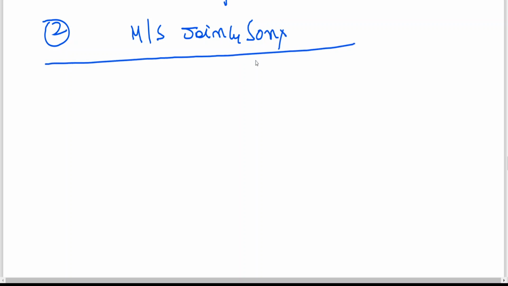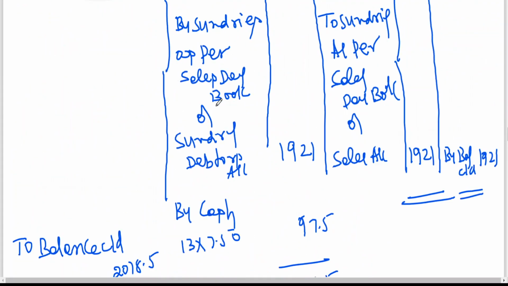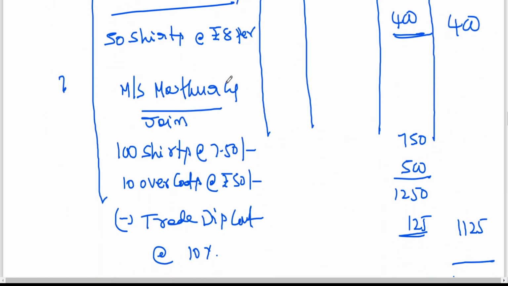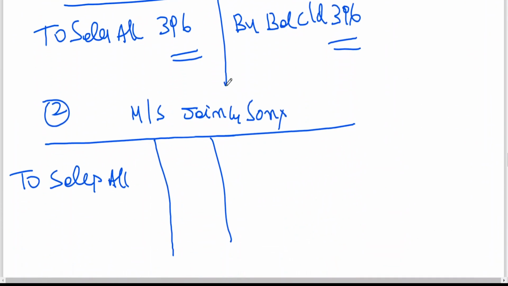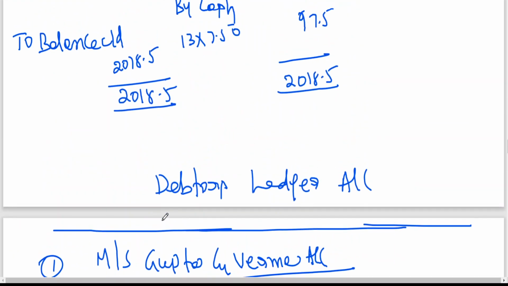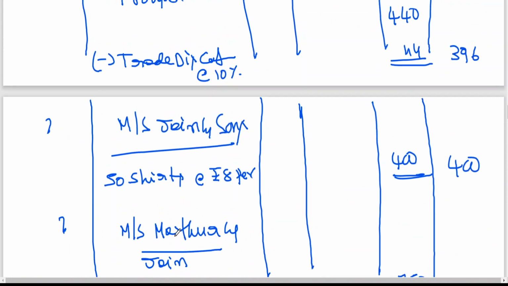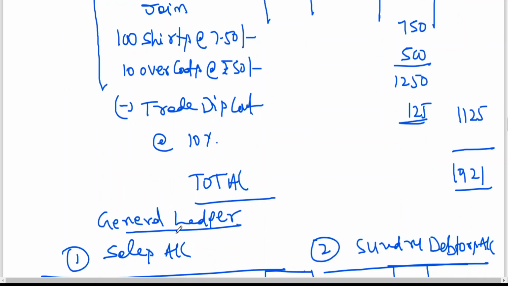Now journal is easy, subsidiary books. Most of you may agree with me. Subsidiary books is easy. Am I right? To sales account. What is the amount here? Jain and Sons, 400. Last account, Messrs. Mathur and Jain, 1125.